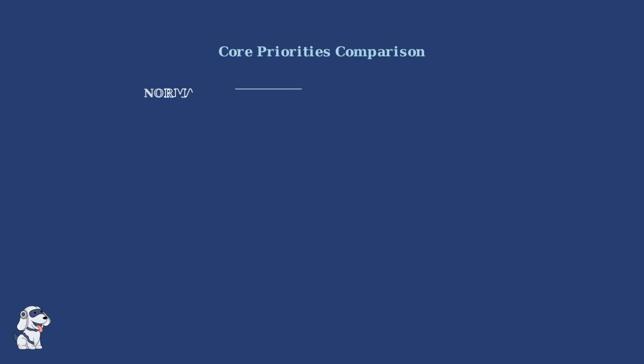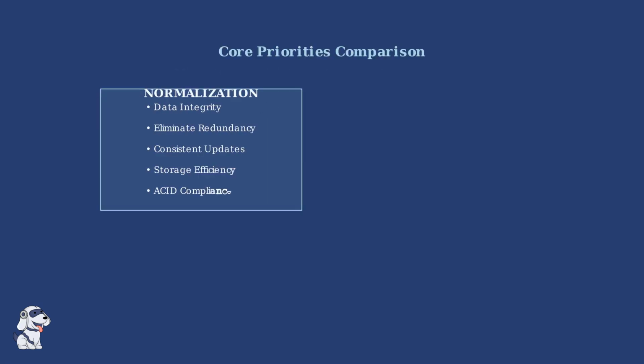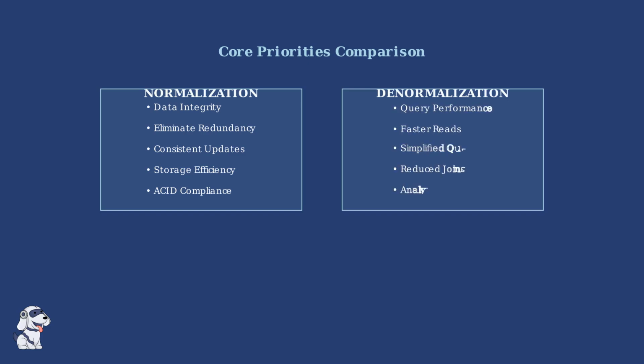Let's start by understanding what each approach prioritizes. Normalization focuses on data integrity, eliminating redundancy, and ensuring consistent updates. It's all about maintaining clean, reliable data structures. Denormalization, on the other hand, prioritizes query performance and faster reads. It accepts some redundancy in exchange for simplified queries and reduced joins, making it particularly suitable for analytics workloads.